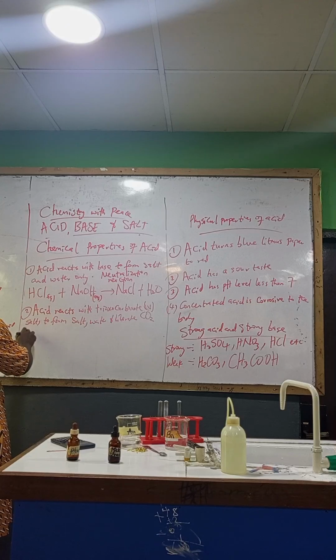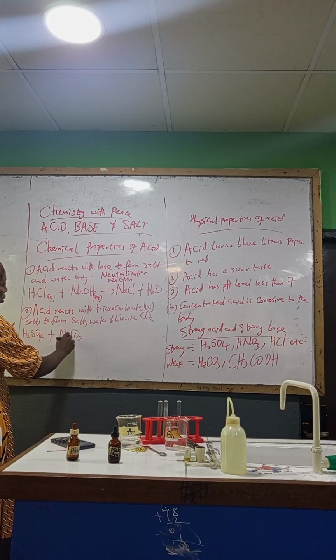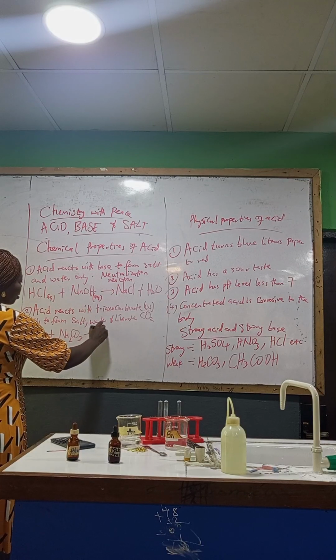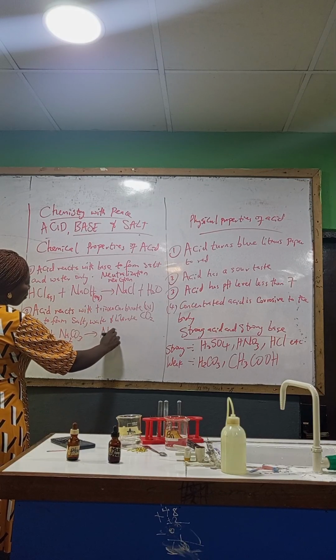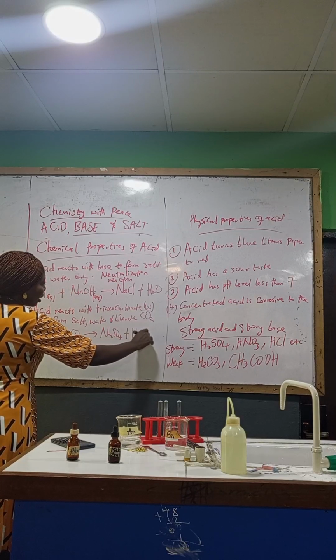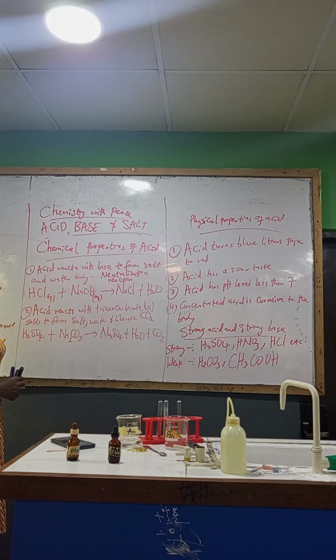We have H2SO4. This is an acid reacting with what? Sodium carbonate. This is a trioxocarbonate(IV) salt, and this is an acid. When they react, they are going to form sodium sulfate. They will form water and they will form carbon(IV) oxide.